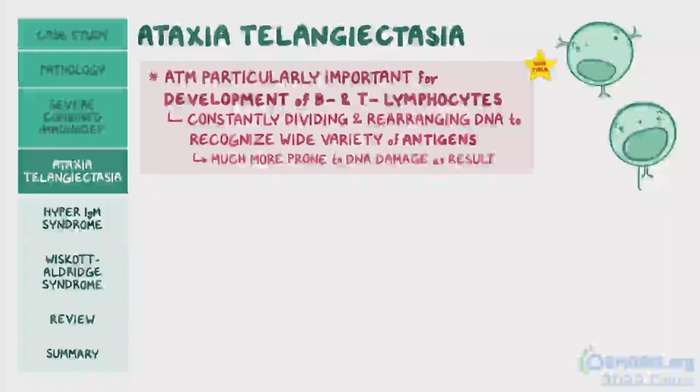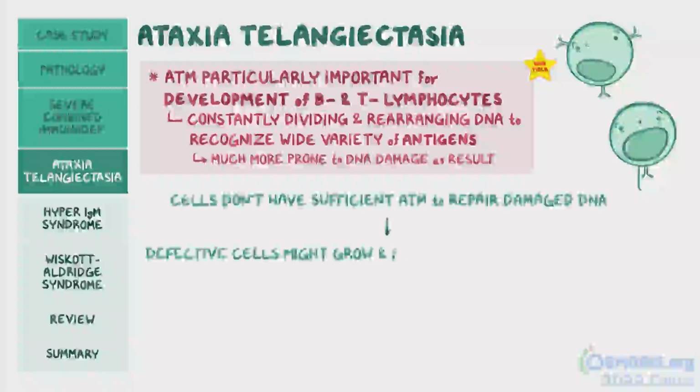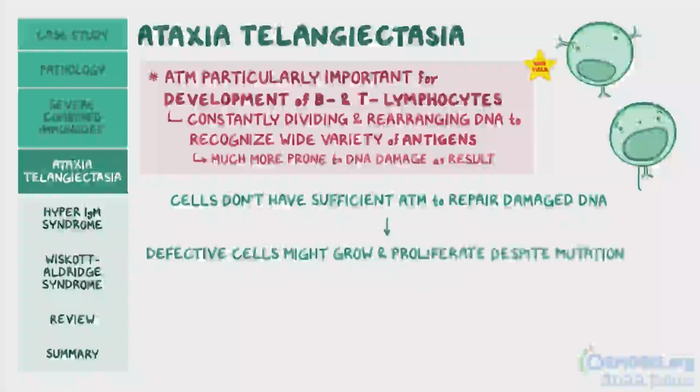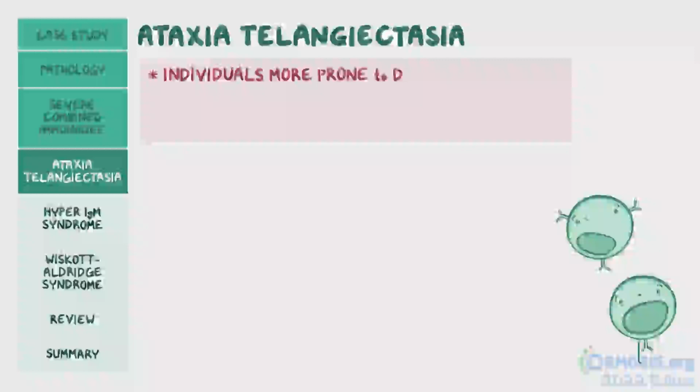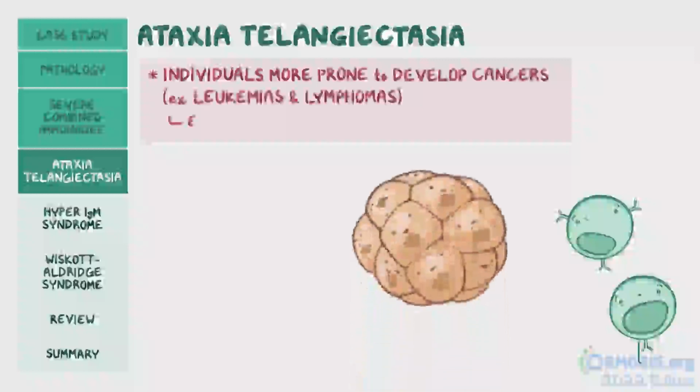In ataxia telangiectasia, cells don't have sufficient ATM to properly repair the damaged DNA. As a result, some of the defective cells might continue to grow and proliferate despite the mutations in their DNA. This leads to accumulation of mutations in future cells, which makes these individuals more prone to develop cancers, such as leukemias and lymphomas, especially after exposure to ionizing radiation, like X-rays.